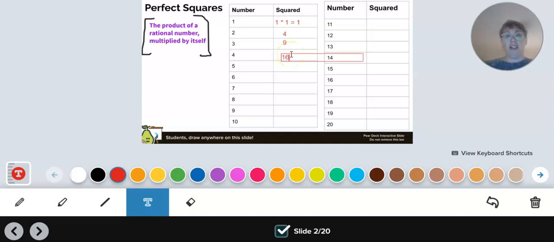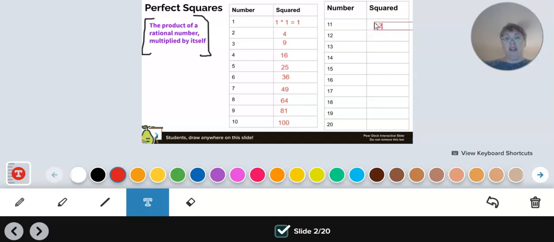4 times 4 is 16. 5 times 5 gets us 25. 6 times 6 is 36. 7 times 7 is 49. 8 times 8 is 64. 9 times 9 is 81. And 10 times 10 is 100. So that's our first column. Those are our first 10 perfect squares.